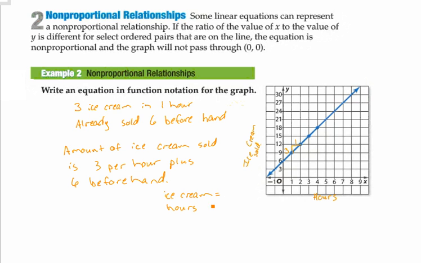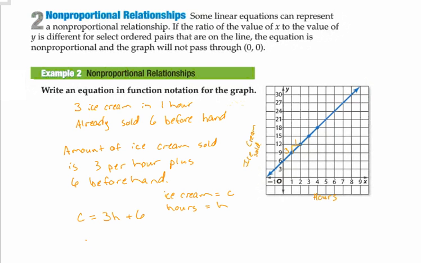With that said, we know that we're dealing with ice cream and hours. I'm going to call them C and H. I don't really like using I and H. So amount of ice cream sold, C, is 3 per hour plus 6 beforehand. So there's our equation. Realize, though, that it does say function notation. So that means instead of this C, we have to rewrite that as C of H, because we have to compare our dependent value to our independent value.